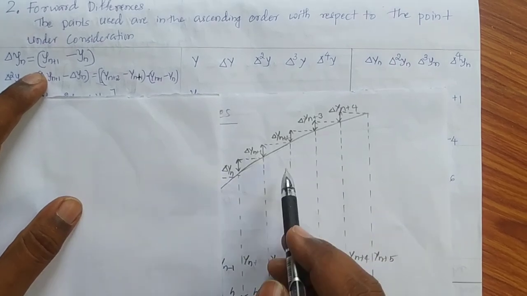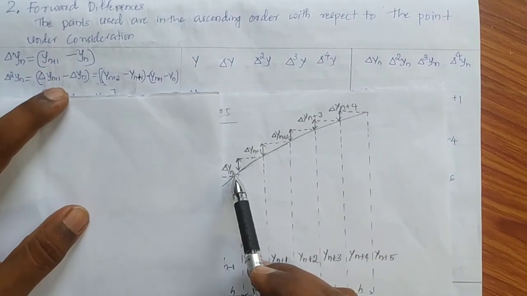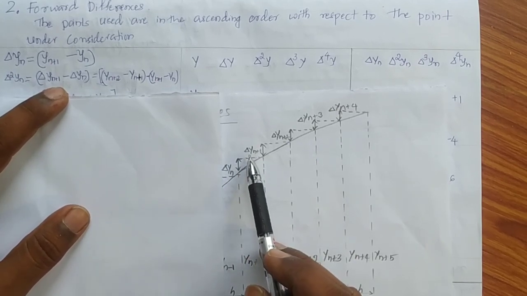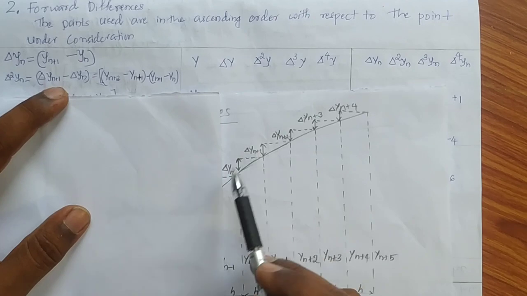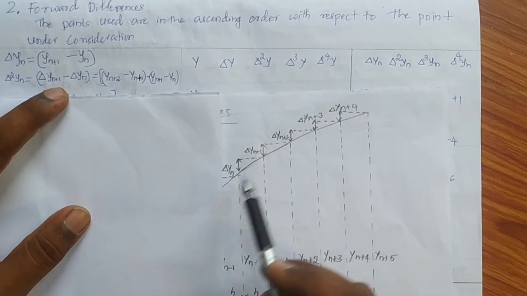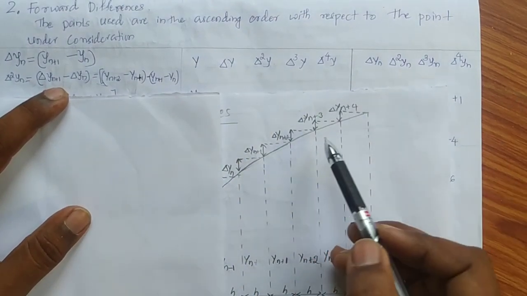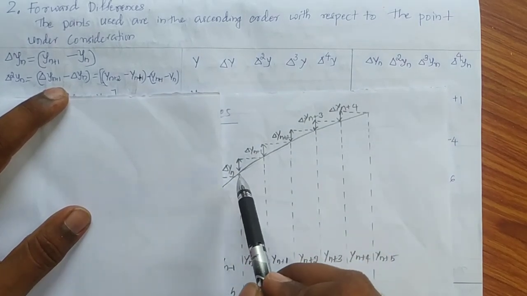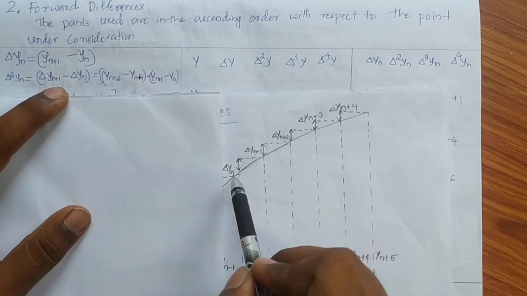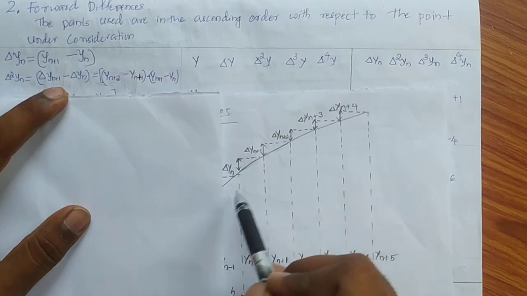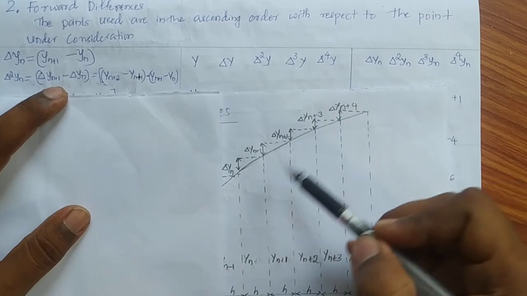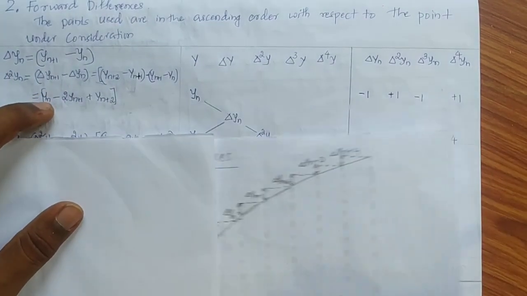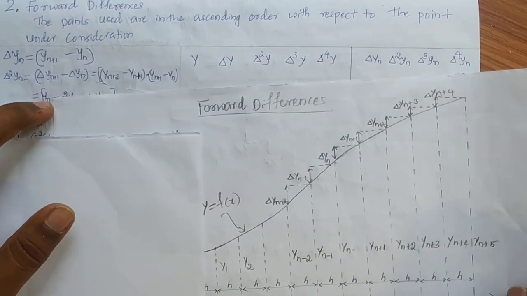So now if you consider delta yn and delta yn plus 1, the difference between these two will be delta yn plus 1 minus delta yn. So that's how we will be taking the higher values minus the lower ones. That's what we have to do in forward difference method. You consider the lowest value as the starting value, and next values you have to consider from there. The rest of the procedure is the same as the previous backward difference method.